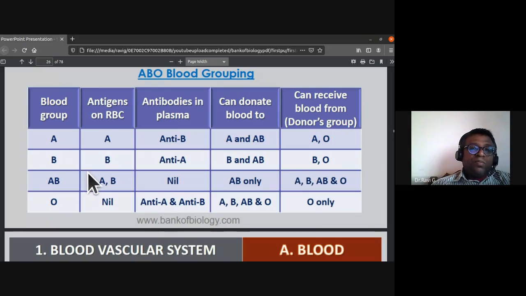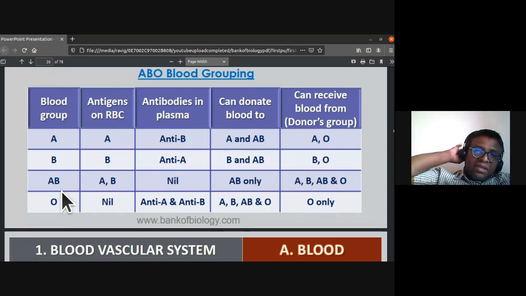So blood group B, they have antigens on RBCs. The antigen on RBC that they have is B, and the antibody is A. They can donate blood to B and AB, and they can receive blood from B and O.